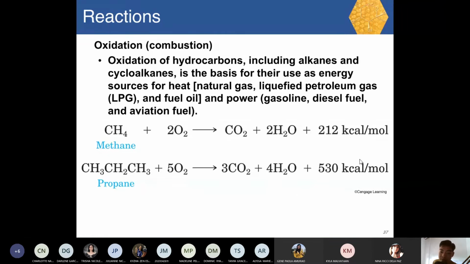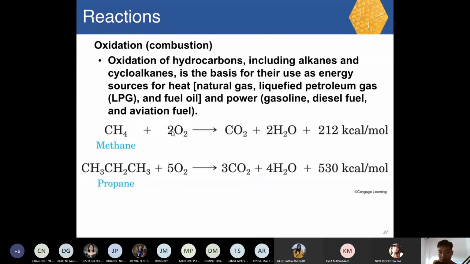Ito, heat yan. Ibig sabihin may init, no? Totoo naman, di ba? Kapag nagliliyab ka ng organic matter, for example, gasoline, mainit, di ba? So, may energy na nilagay. However, ang focus lang natin is this part lang. Though we can compute for this, di na natin gagawin. So, these are your alkanes. They will combust accordingly. Kailangan may oxygen to form CO2 and H2O.